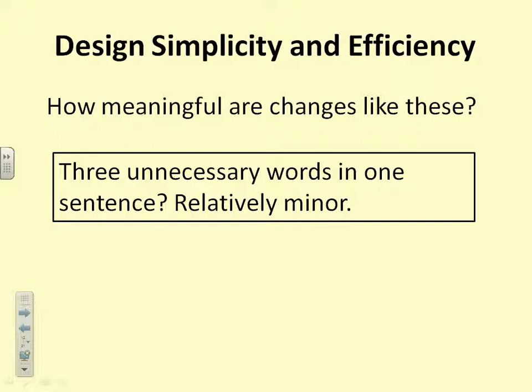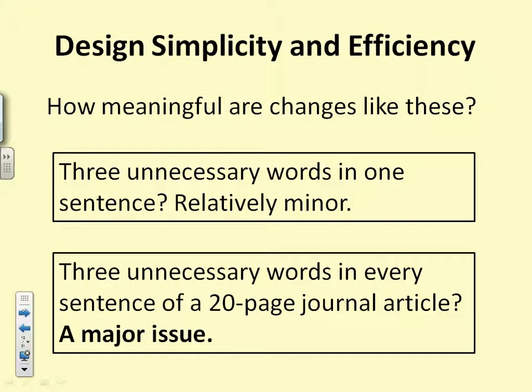But even I would admit that three unnecessary words in one sentence is relatively minor. That's really not that big of an issue. But that's also not the issue. If it was just one sentence we were talking about, we wouldn't care. But when somebody uses unnecessary words in one sentence, chances are very good that they use them in other sentences as well, maybe all the time. So extrapolate that to three unnecessary words in every sentence of a 20-page journal article. Then it's a major issue.